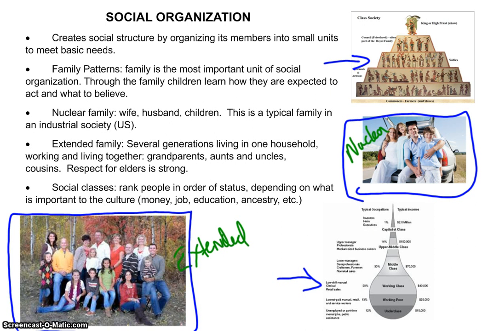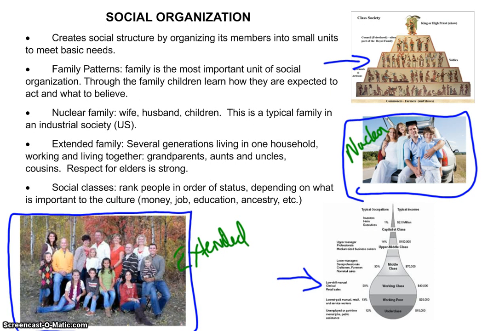Social organization creates social structure by organizing its members into small units to meet basic needs. Within that social structure, there are family patterns, and family is the most important unit of social organization. Through the family, children learn how they are expected to act and what to believe. There are basically 2 kinds of family. You have the nuclear family, which is the wife, husband, and children, over here on the right. This is a typical family in an industrial society like the U.S.